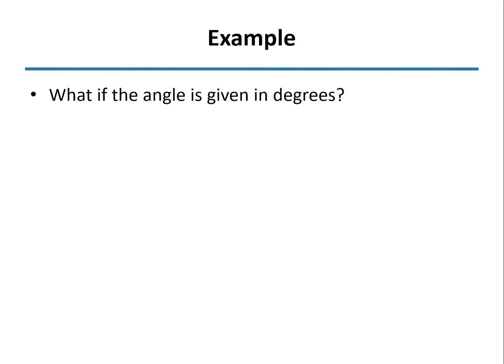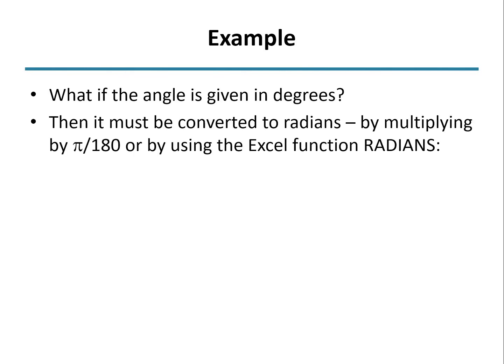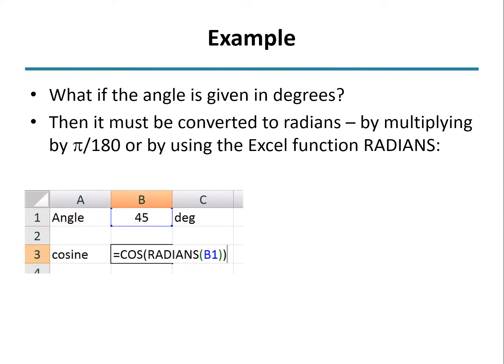If the angle is in degrees, there is a built-in function within Excel to convert. So you don't have to multiply by pi over 180. You can just use this Excel function radians. And notice that, as opposed to MATLAB, the Excel functions are not case sensitive. So you can type this in lowercase. Excel will convert it to uppercase when it's entered. And so we've taken the 45 degree angle, converted it to radians, and then taken the cosine.